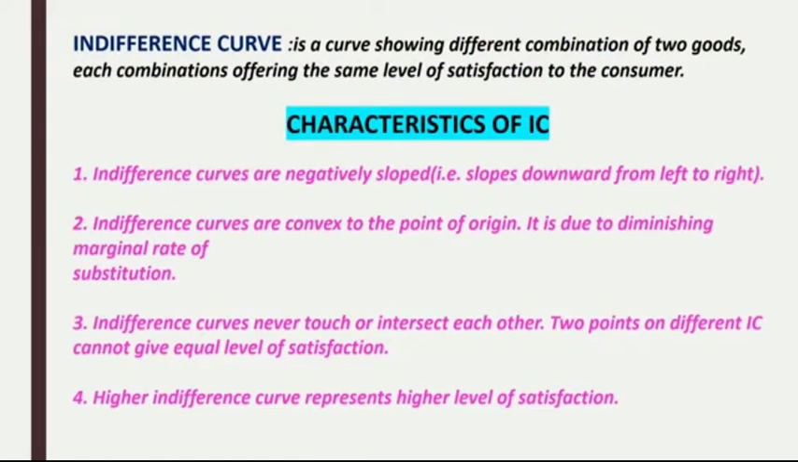Now the next topic is about the indifference curve. An indifference curve is a curve showing different combinations of two goods, each combination offering the same level of satisfaction to the consumer. Now let's discuss the characteristics of the indifference curve. First, indifference curves are negatively sloped, that is, sloped downwards from left to right. Second, indifference curves are convex to the point of origin. It is due to diminishing marginal rate of substitution.